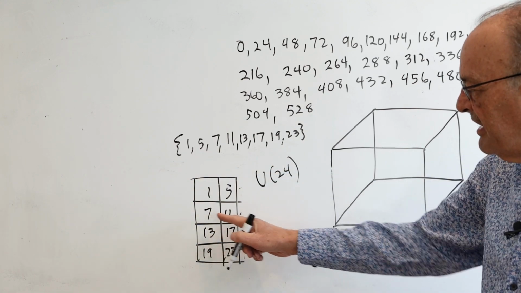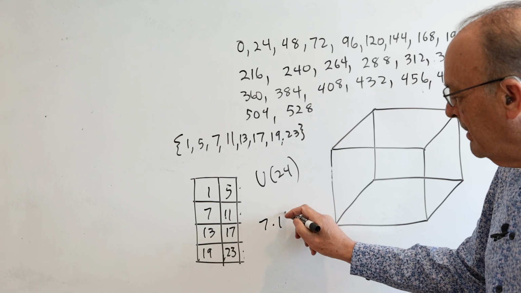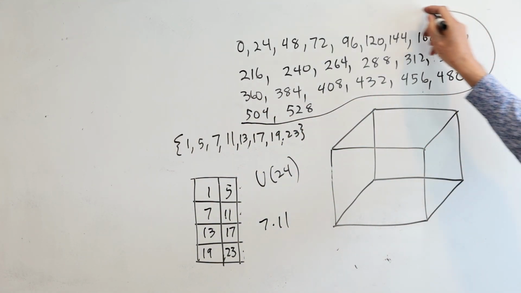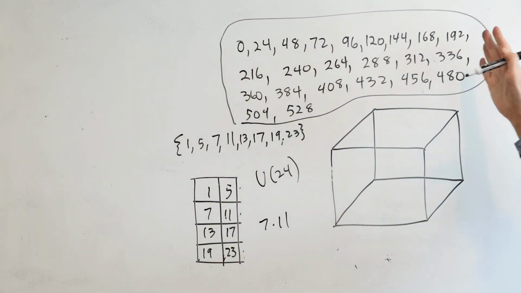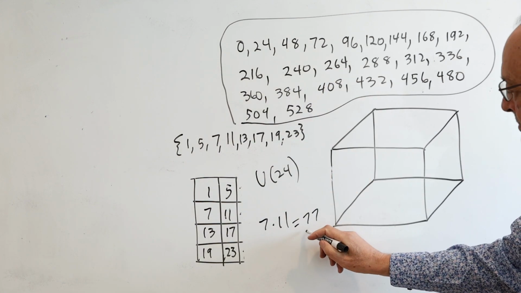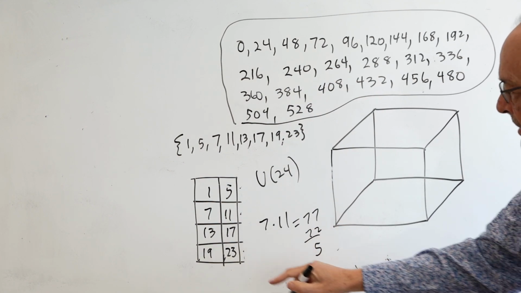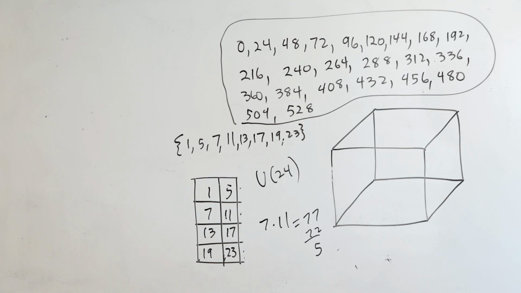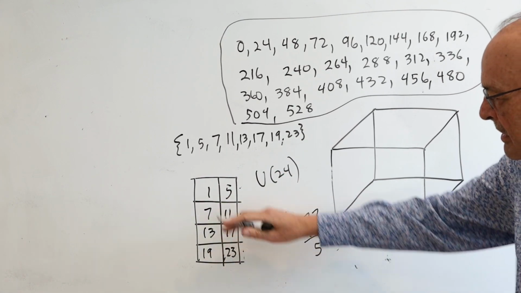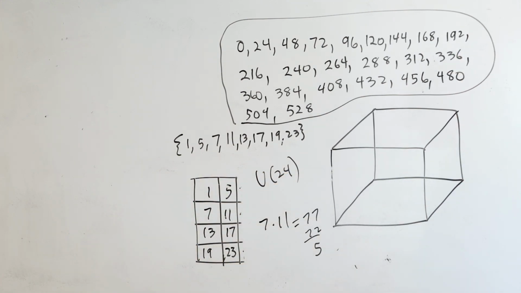For example, if you go 7 times 11, you get 77. Here I have the multiples of 24 up till 528. So if I take 77 and I subtract 72, I get 5. And that's one of the numbers. So that's closure. Anytime you times 2 of these together, or one of them times itself, you get one of these back. And that's part of the characteristics of a group.